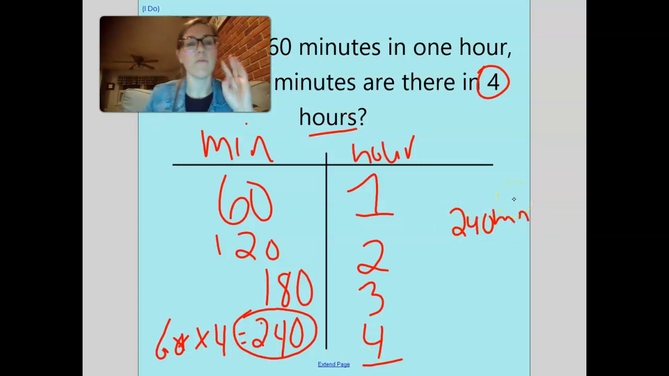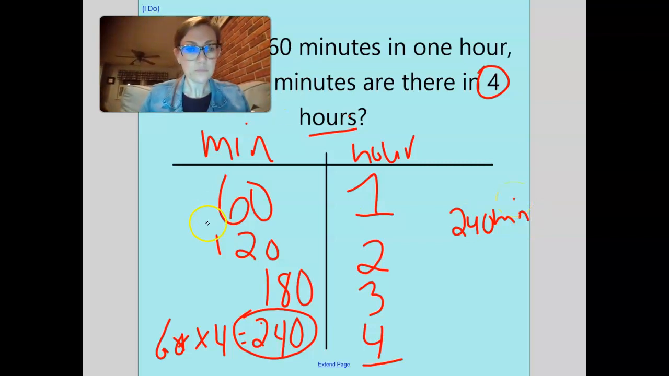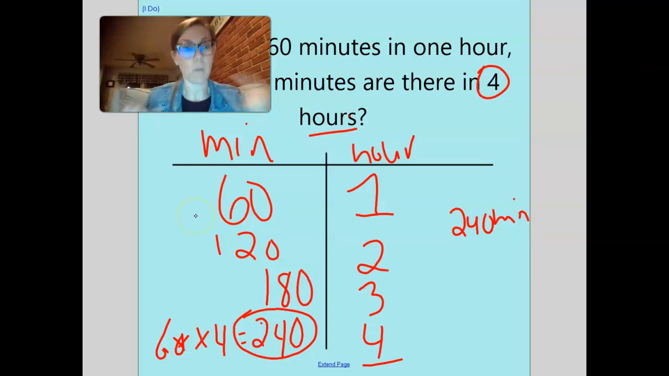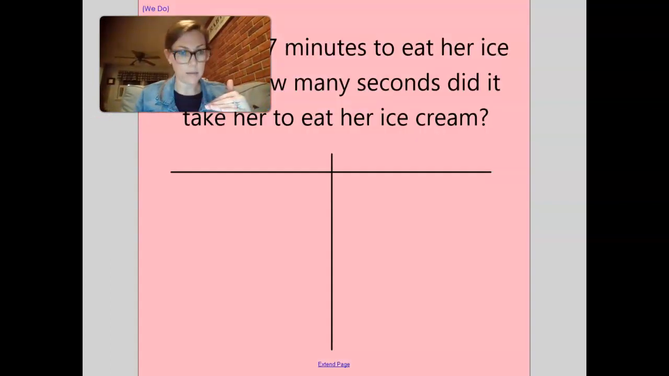That's an MIN, in 4 hours. So you saw me use repeated addition or you saw me multiply. Those are the two strategies you can use to solve. Here, let's do one together. I'm going to pause in my space to let you think and answer.